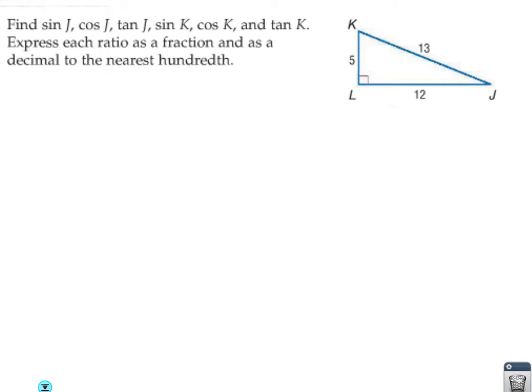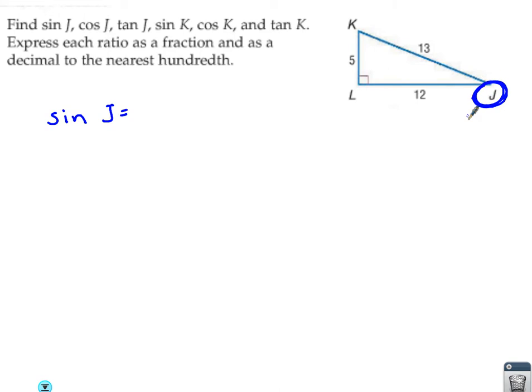Problem. This one, we're asked to find the sine of J. We're doing the same thing. We're just going to do it all in the same one. We're asked to find the sine of J, cosine J, tangent J, sine K, cosine K, tangent K. Let's start out with sine of J. I'm going to label J to begin with. There's J. There's that angle.